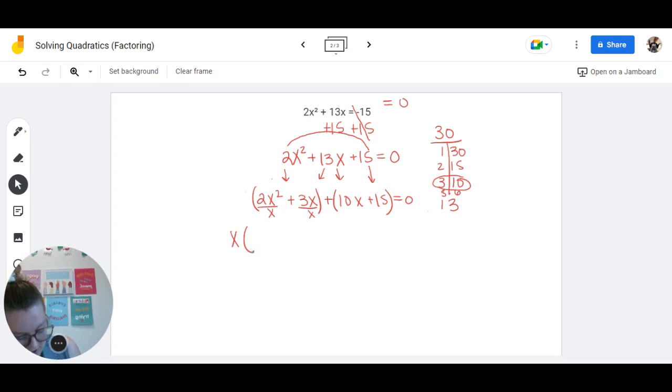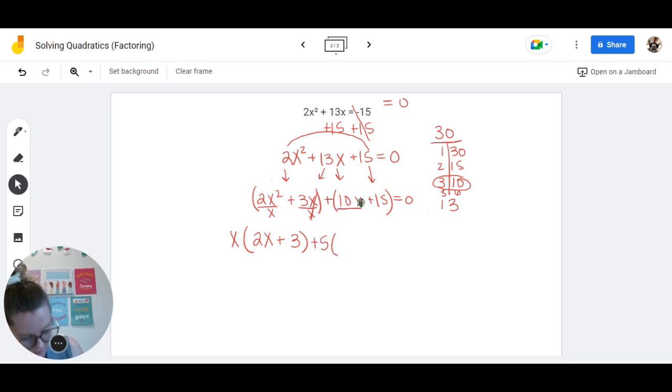2x squared divided by x gives me a 2x. 3x divided by x gives me a 3 because my x's will cancel. Same idea on the next parenthesis. So between 10 and 15, what's the biggest number I can take out? It is 5, so I'm going to say plus 5.